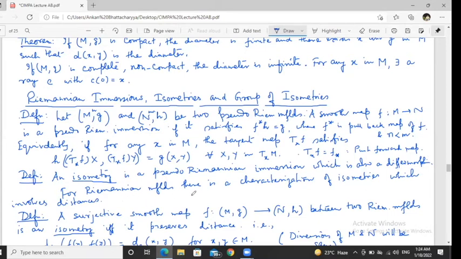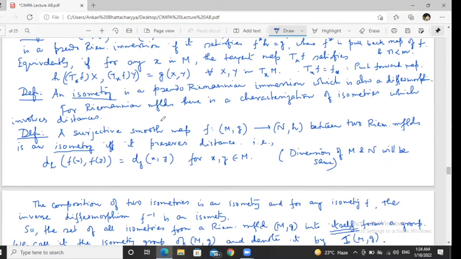For Riemannian manifolds, there is a characterization of isometries which involves distances. Now a surjective map F from (M, g) to (N, h) between two Riemannian manifolds is an isometry if and only if it preserves distances: d_h(f(x), f(y)) equal to d_g(x, y). So this is a surjective map, and the dimensions of M and N will now be the same. Otherwise there will be an immersion, but for an isometry the dimension should be the same.